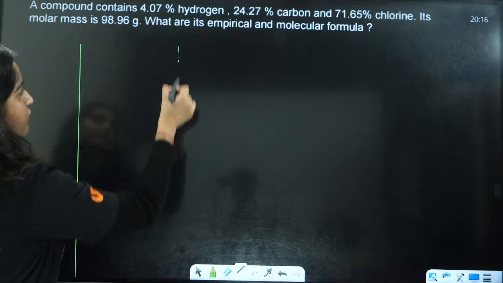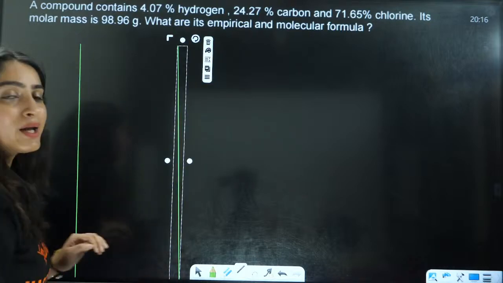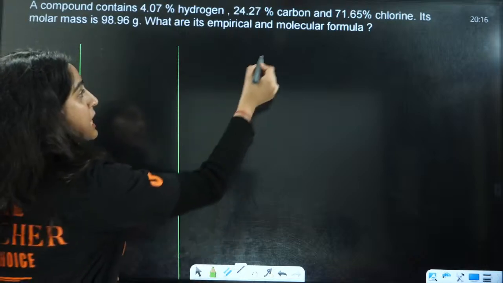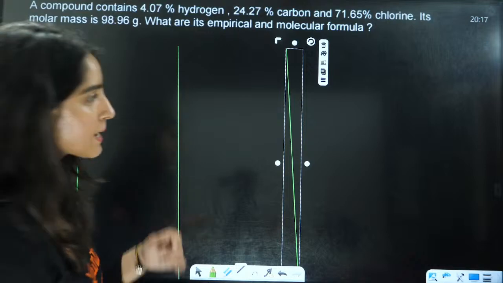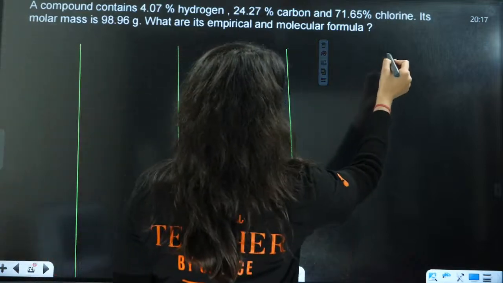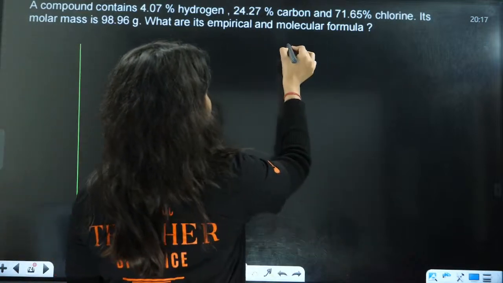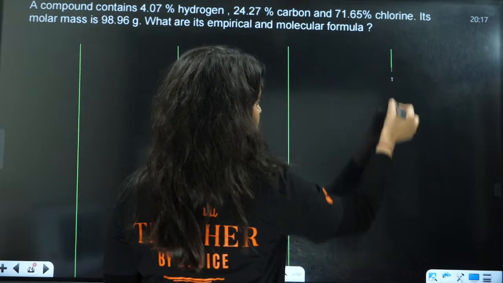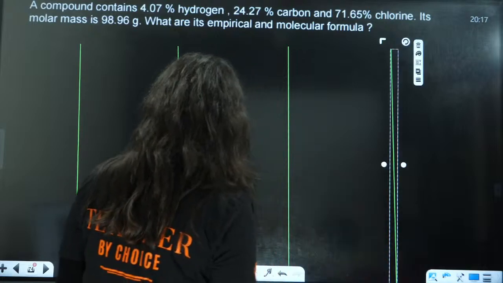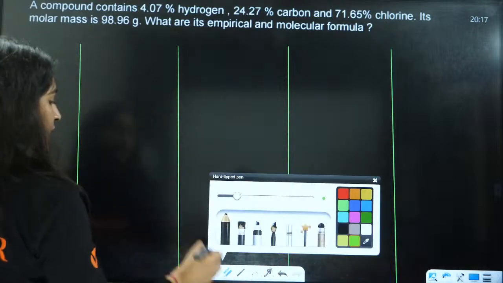Second, we'll write the atomic mass that is given to us. Third, we will write the molecular mass. Fourth, we will write the number of molecules. And then we will have the simple whole number ratio.